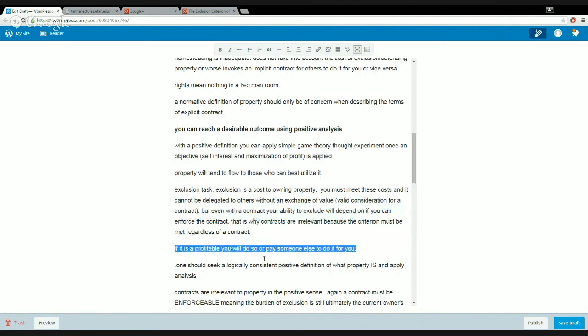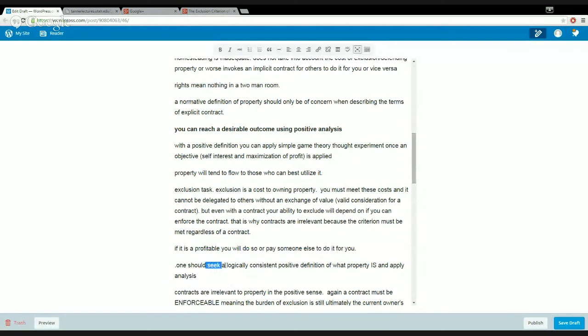So if it is profitable, you will do so, meaning you'll defend your property, or you'll pay someone else to do it for you, right? You're always the first line of defense, or the primary line of defense, and your second line of defense is the market, to hire someone else who can better do it for you. And reputation plays a role there, because everything's a repeated game, right? If you hire somebody and they do a bad job, you can affect their reputation, and therefore good companies don't survive on bad reputations in the long run.